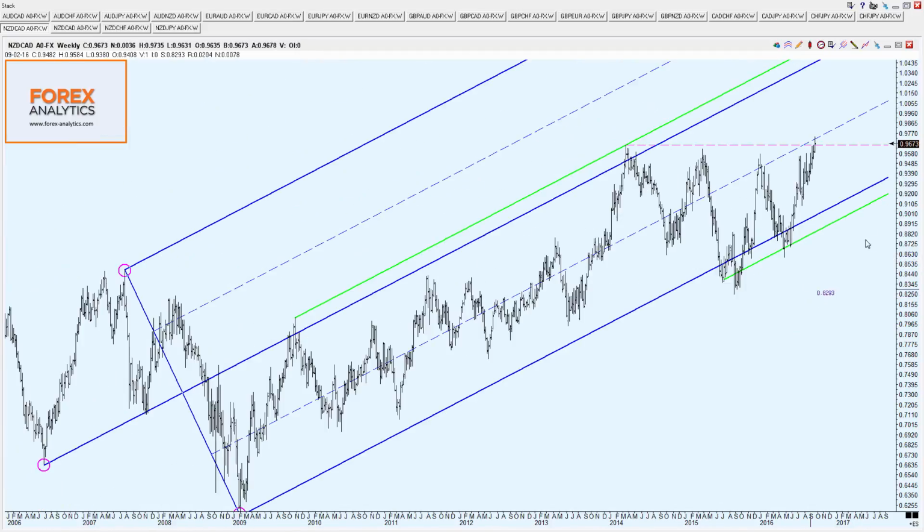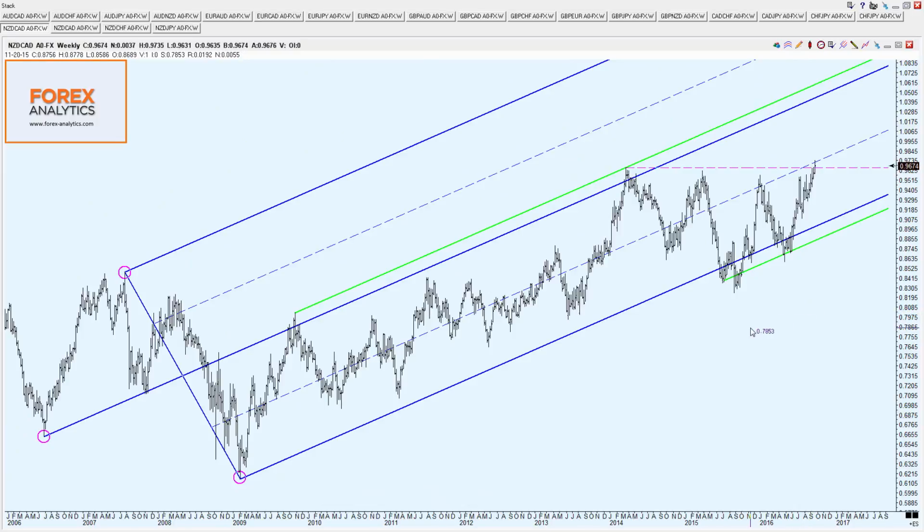So you know, this is the kind of thing that we're trying to look at using median line analysis. Okay, I've gone through about 20 minutes. That's a quick spin through what I hope are some quite interesting charts.